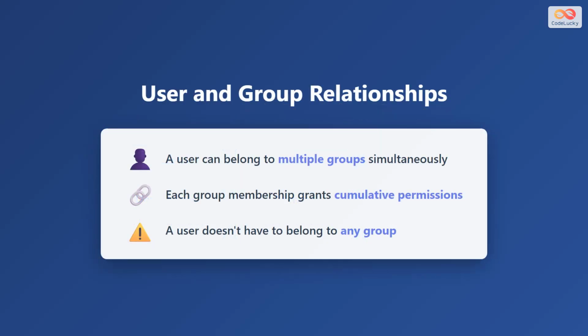Understanding user and group relationships is important. A user can belong to multiple groups simultaneously, which means they can have different sets of permissions from each group. Each group membership grants cumulative permissions, so the user gets the combined permissions from all their groups. However, it's worth noting that a user doesn't have to belong to any group at all, though using groups is considered a best practice.